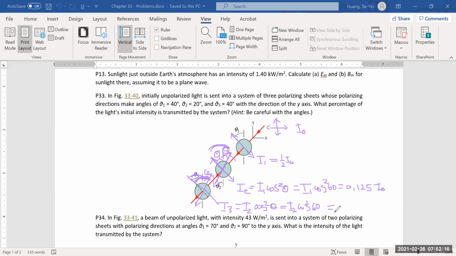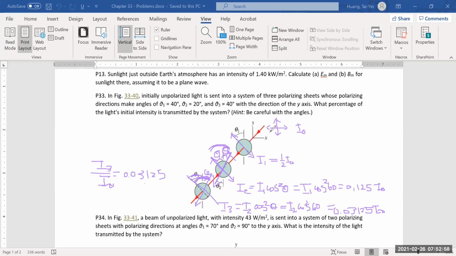and I will get my I3, which has a numerical value of 0.03125 I naught. So this indicates that, because you want to find the percentage of the initial light intensity, you do I3 over I0, and you will get 0.03125. You can leave it like that. You can say that it's about 3.125% of the initial light that will be transmitted through the third polarizer.